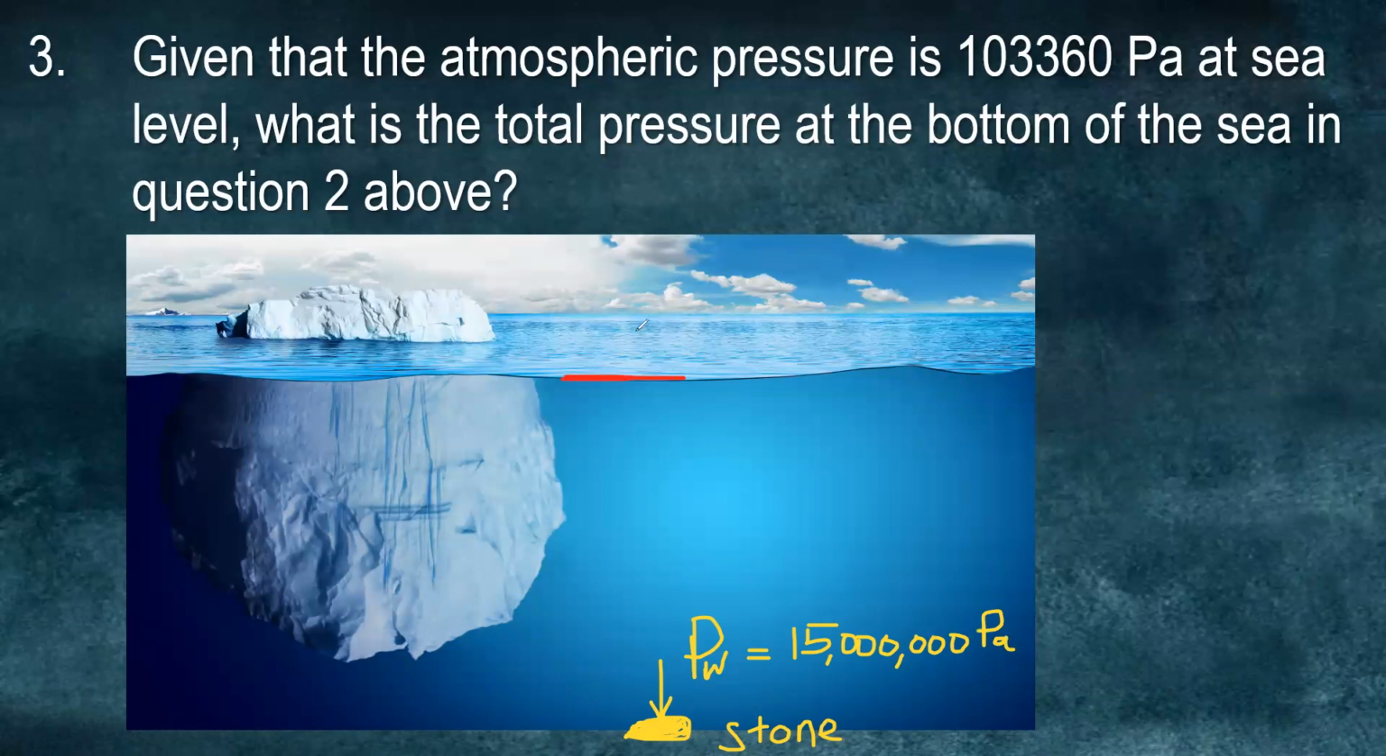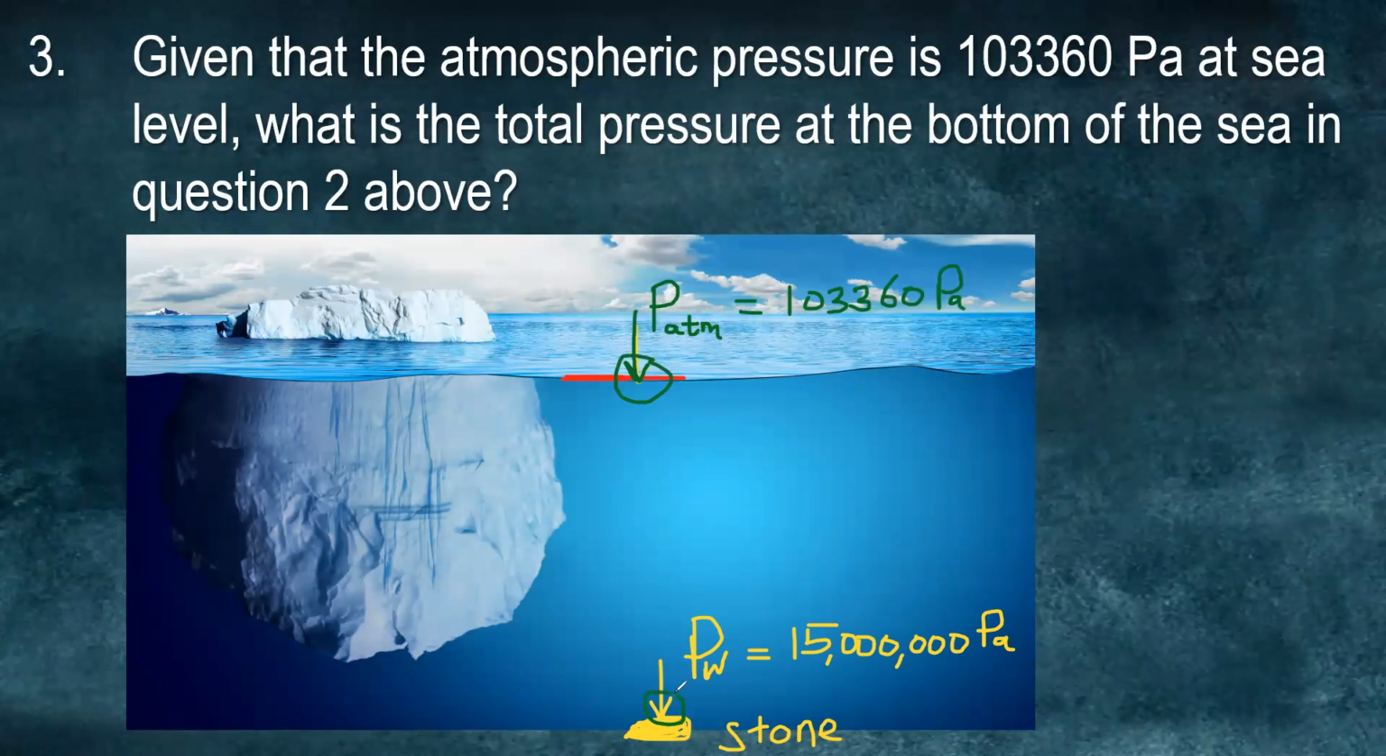Now, remember at sea level, there is atmospheric pressure. This is what I wanted you to know. Let me note it in another color, green. At sea level, there is atmospheric pressure acting, due to the weight of the air exerted on the earth. Its value was given as 103,360 pascals.